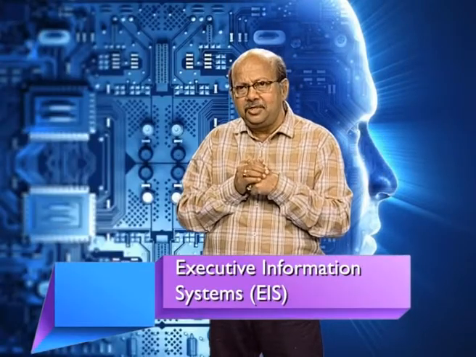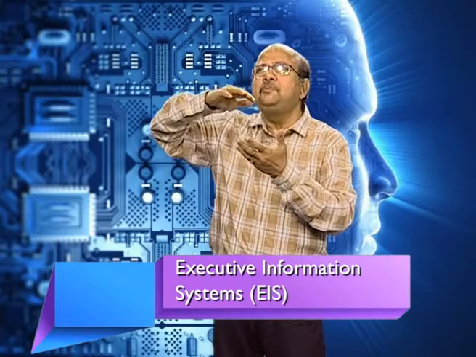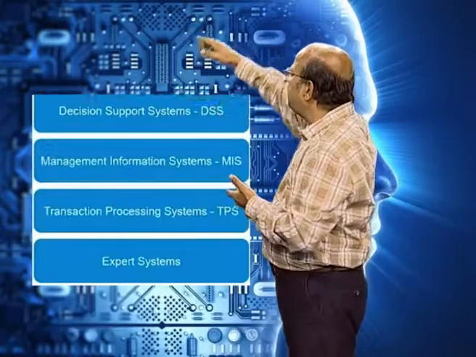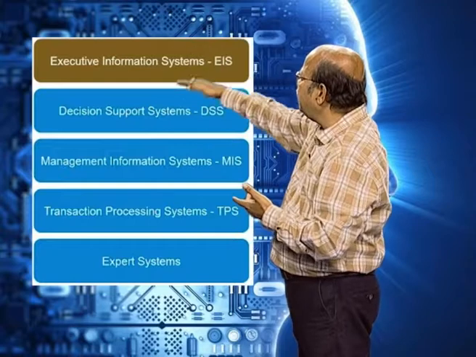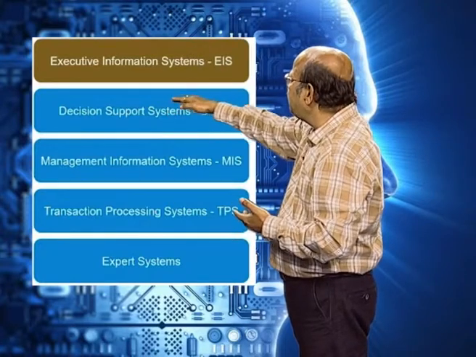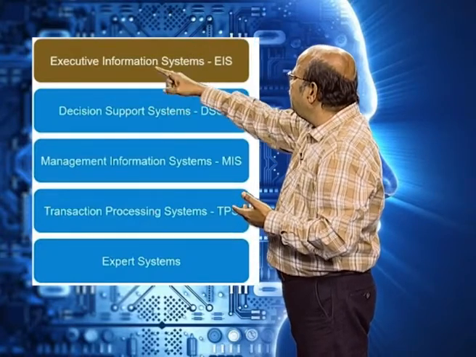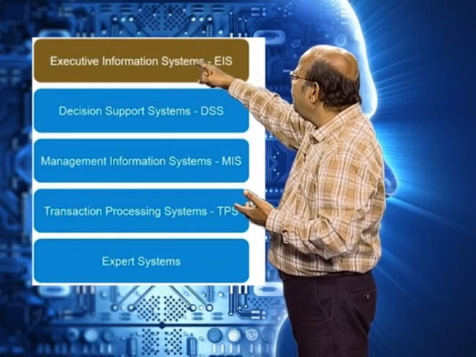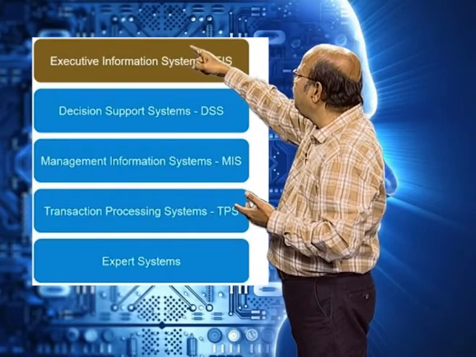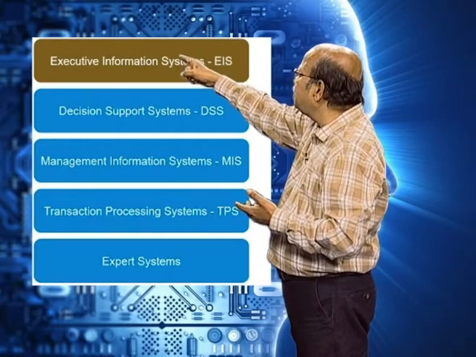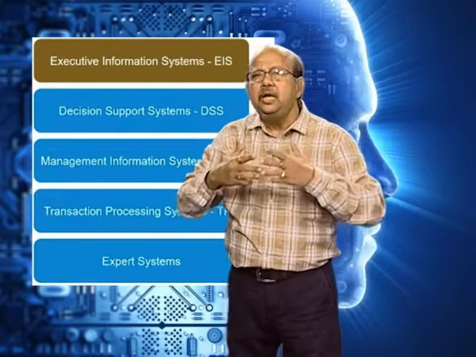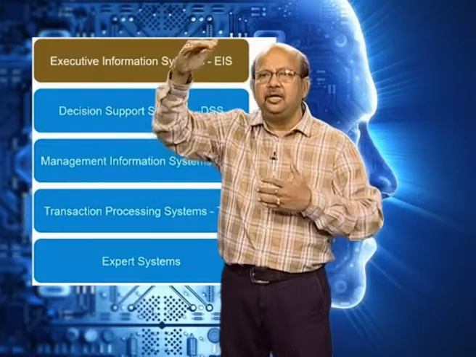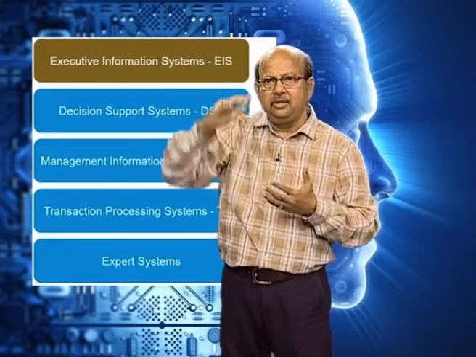Executive information system is one information system which is at the highest level of the hierarchy. First you say transaction processing system, then management reporting system, then decision support system, and then executive information system. Executive information system is basically the top of the hierarchy of any organization.